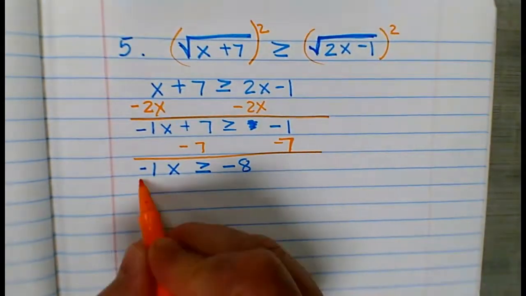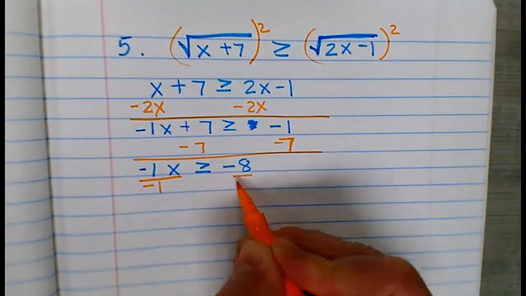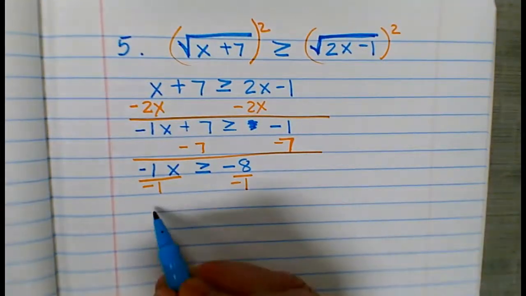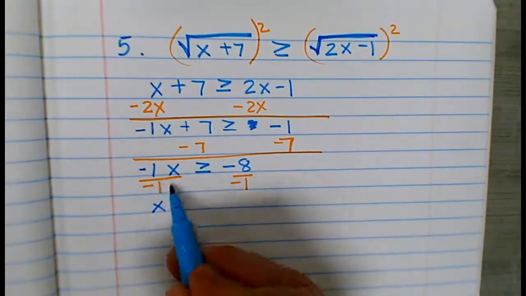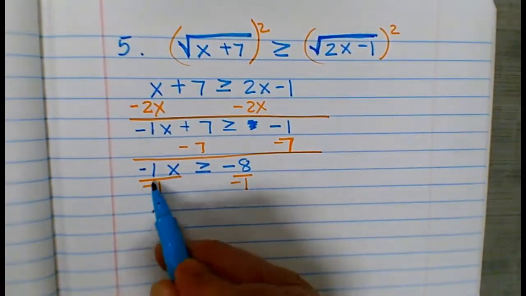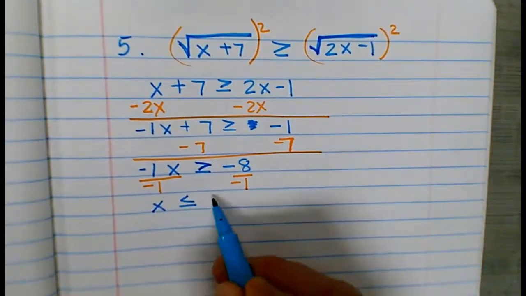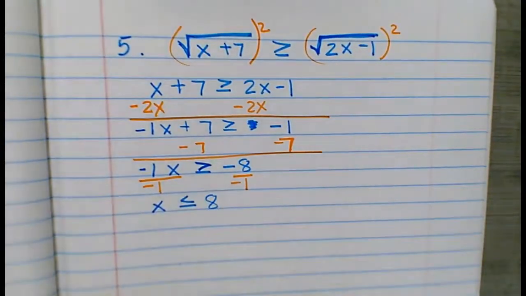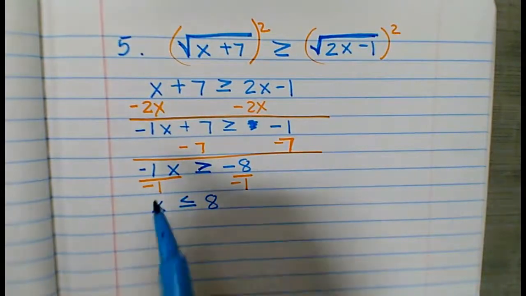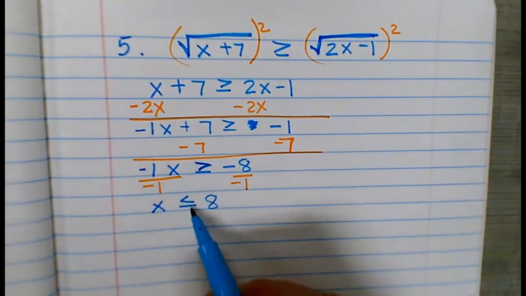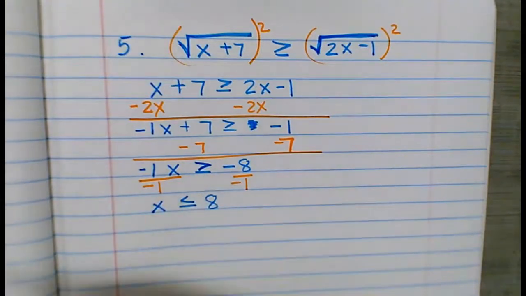Then I am going to divide by negative 1. That means the golden rule of inequalities is going to kick in. The golden rule of inequalities says when you multiply or divide by a negative, it switches the inequality sign. Because I divided by a negative, it changes the greater than sign to a less than sign.